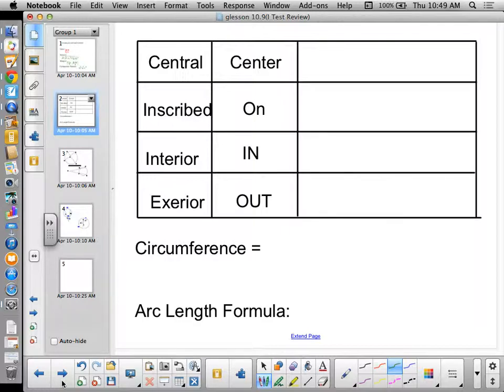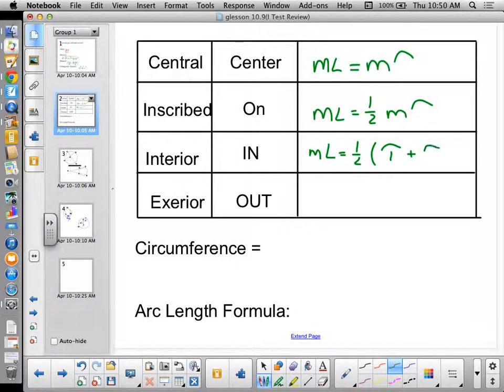For our angles in circles, you have the central angle, which is at the center, and the measure of the angle equals the measure of the arc. Inscribed, the measure of the angle is 1/2 the measure of the arc. Interior, the measure of the angle is 1/2 the sum of the arcs. And exterior, the measure of the angle is 1/2 the difference of the arcs. And then for the exterior angle, arc one has to be the larger arc. Okay? It must be the larger arc.